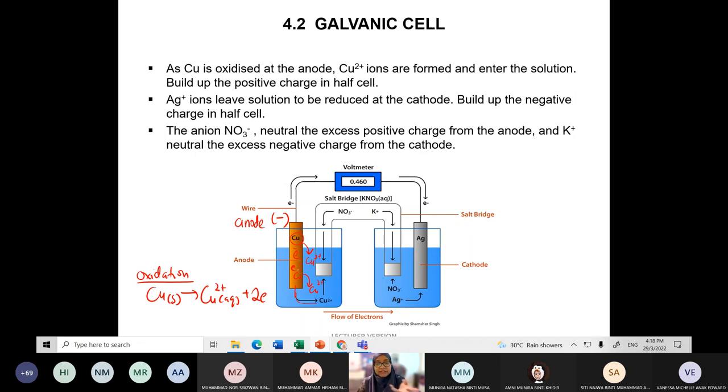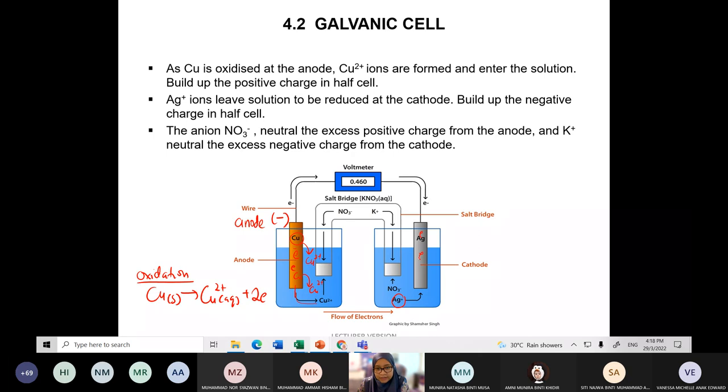Okay, so this electron yang dia tinggalkan tadi will be moving through the wire. See, dia akan bergerak through the wire. Okay, and then lalu voltmeter ke kalau ada mentol ke whatnot. Okay, so dia akan lalu. And then the electron, okay, dia akan pass the silver. Okay, so that's why solid is very important because they provide the surface for electron transfer. Okay, so the electron dia akan turun ke sini. The moment dia touches the solution, the Ag plus will undergo reduction. Dia akan accept the electron yang lalu dekat electrode ni.